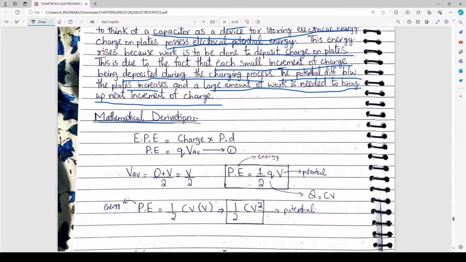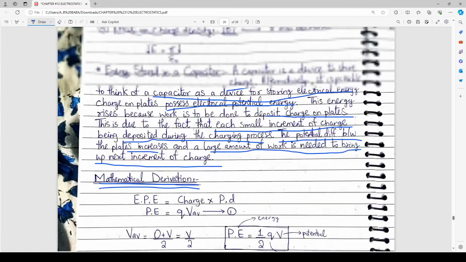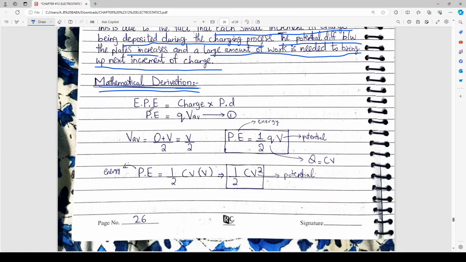The mathematical derivation of the energy stored by a capacitor can be done as follows. Work done is equal to charge times potential difference, which is Q times the average potential difference, (0 + V)/2. Potential energy becomes half QV. Q, as we know, is equal to CV, so potential energy becomes half CV times V, which becomes half CV squared.